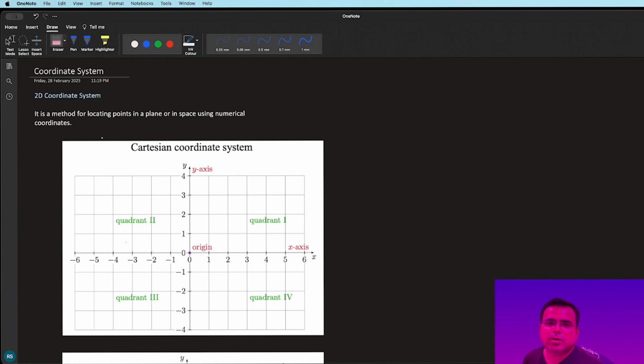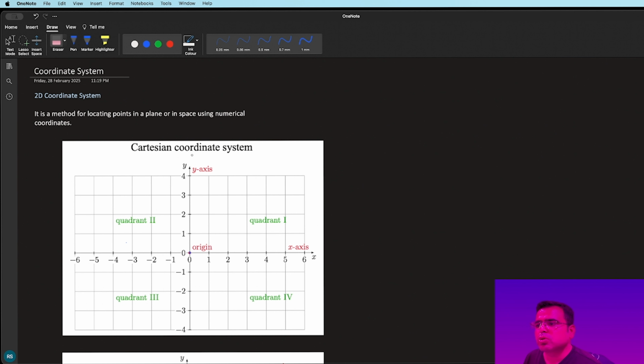Hey everyone, my name is Rahul and today we are going to learn about the coordinate system. So first of all we are going to learn about the 2D coordinate system. So let's assume that I want to create a 2D coordinate system.